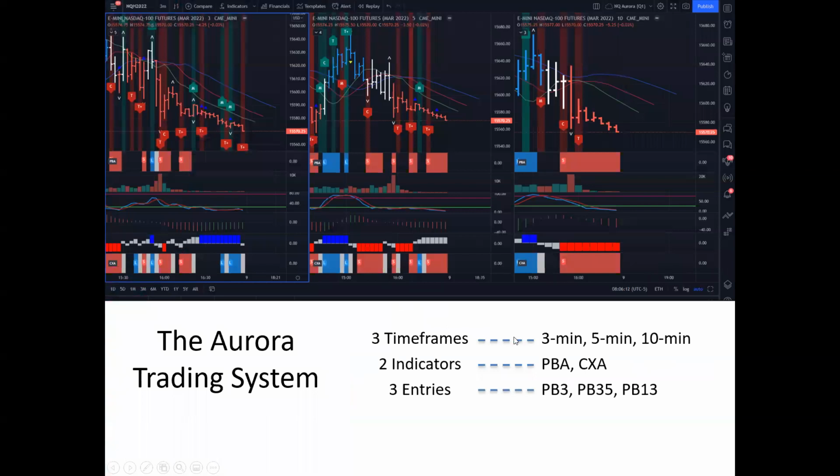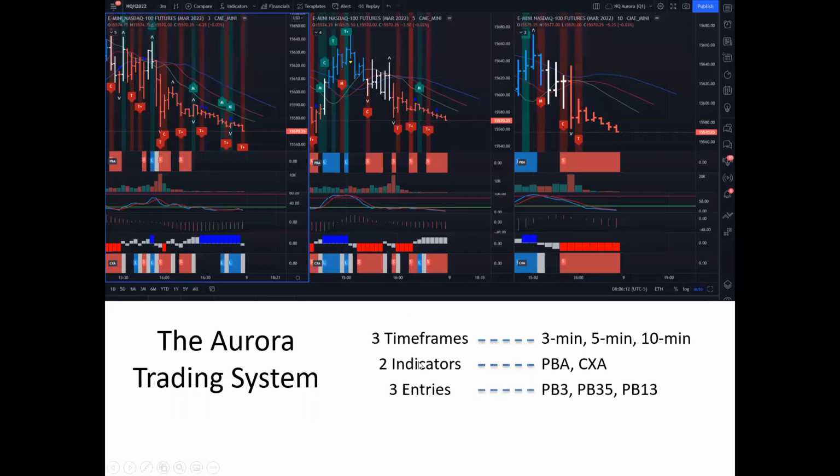So just as a refresher, the Aurora trading system, the way it's designed, consists of three time frames. There's a 3-minute chart on your left, a 5-minute chart in the middle, and a 10-minute chart on the right. Sometimes we're using an individual time frame, like you learned in Session 1, where we use the individual 3-minute time frame in order to get into a long or short position.